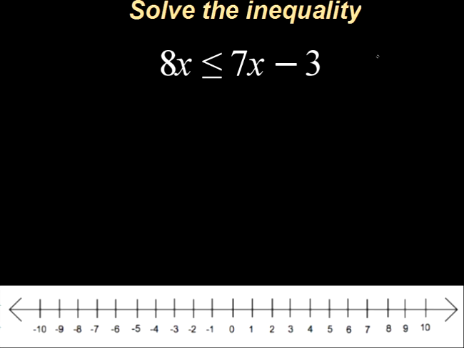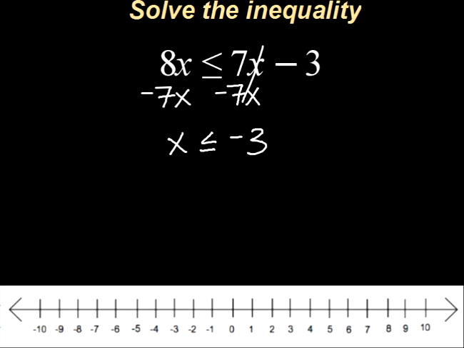So we can see that there are x's on both sides of the inequality, and we'll need to isolate that before graphing. So the first thing that we're going to do here is subtract 7x on both sides, since the 7x was positive. 8x minus 7x leaves us with just 1x is less than or equal to negative 3. After just that one step, we have isolated the variable on the left-hand side. So we have that x is less than or equal to negative 3.